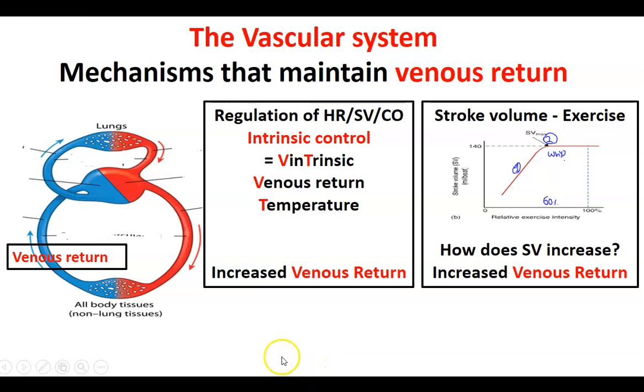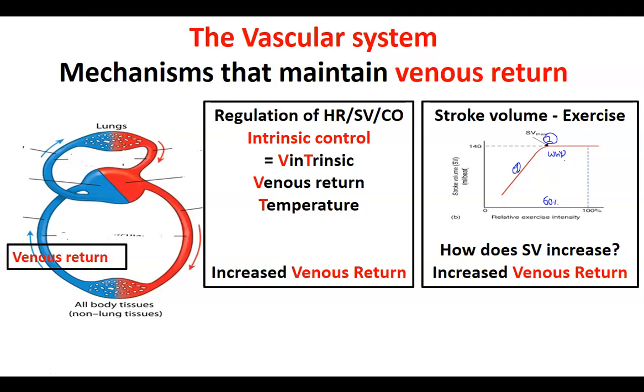It's really important to put that in because we've seen that venous return can help us increase heart rate via intrinsic control. We've also seen that the reason stroke volume increases during exercise is because of venous return. So we've used this twice. We now have a real understanding of the steps by which venous return can increase our heart rate, our stroke volume, and our cardiac output.